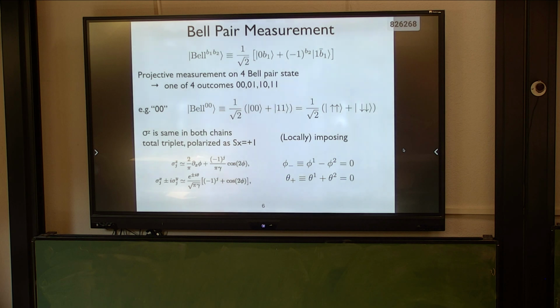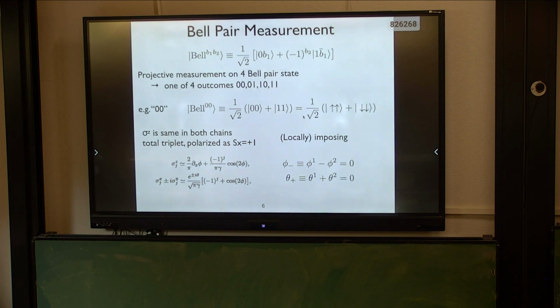And likewise, phi 1 equals phi 2 is not quite enough to fix the boundary condition. The other condition can be obtained by considering the total SZ, because up, up plus down, down is like a triplet state, the SZ equals 0 sector, or total triplet.